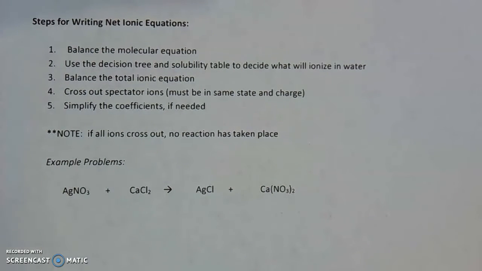We're going to use the decision tree and solubility table to decide what is going to ionize in water. We're going to balance the total ionic equation and write it out. Cross out spectator ions, and they must be in the same state and charge, and then simplify the coefficients if needed. If everything crosses out, no reaction has taken place.